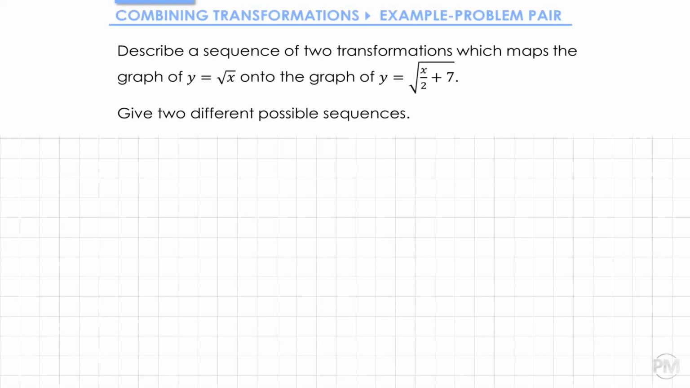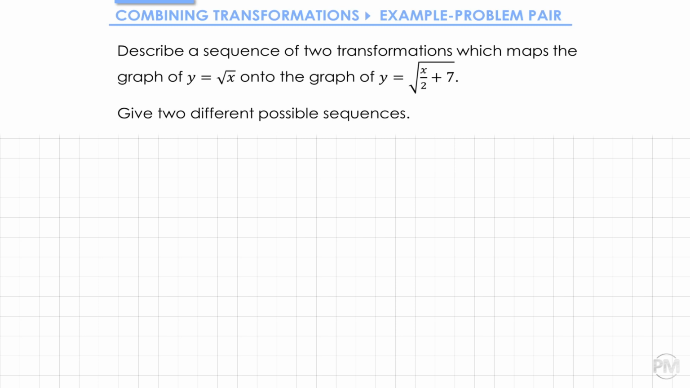In this example, we're going to describe a sequence of two transformations which maps the graph of y equals root x onto the graph of y equals root x over 2 plus 7. To emphasise how the order we do the transformations in makes a difference, we're going to give two different possible sequences that you could use.